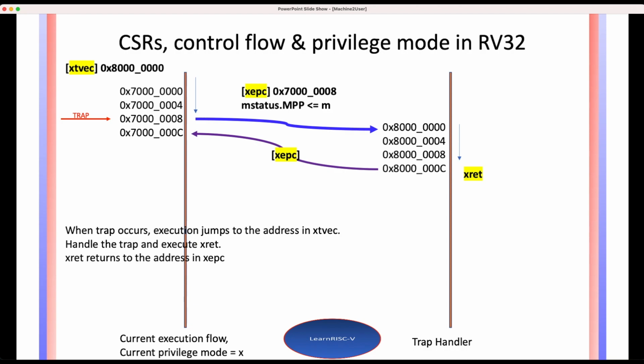So before we look into the privilege level mode switch from machine to user, it's important to know about a few control and status registers, and also you need to know how the control flows between normal operation and a trap, and how these CSR registers play a role during this control transfer, and also how this might affect the privilege level mode in RISC-V.